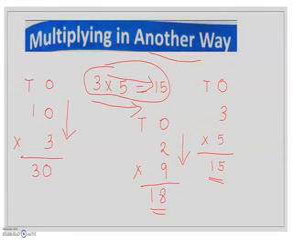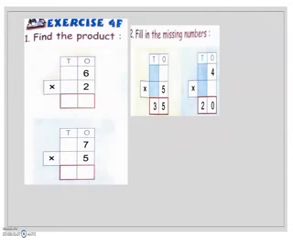Now, we can see the next one. Exercise 4F. Find the product. We have to find the answer of the multiplication. 6 into 2. What is 6 into 2? Yes, it is 12. Write the numbers in the correct boxes. 2 is in the ones place and 1 is in the tens place. And the next question is 7 into 5. 7 into 5 is 35. We have to write 3 in the tens place and 5 in the ones place. 35.